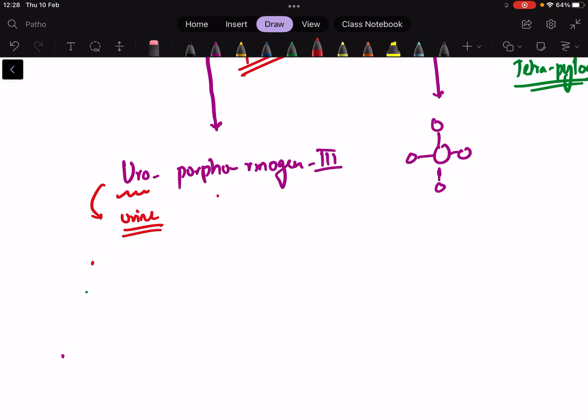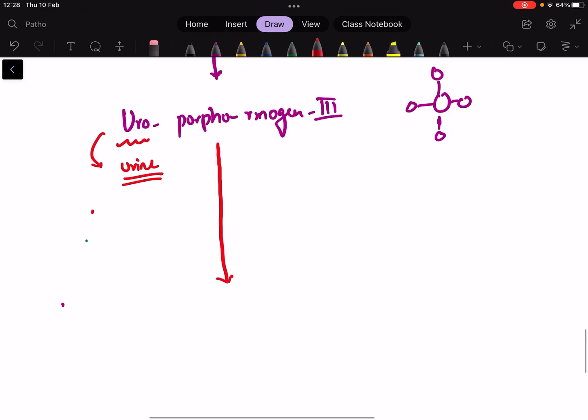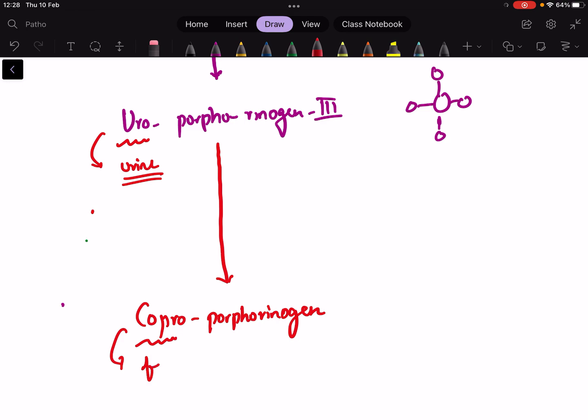Now this uroporphyrinogen, again, is not so perfect. It has to make a complete protoporphyrin ring, so there are going to be a lot of additions. So uroporphyrinogen is going to get converted into a compound called coproporphyrinogen. Now this coproporphyrinogen, copro means it can be excreted via your feces.